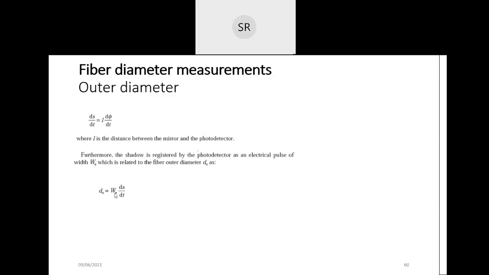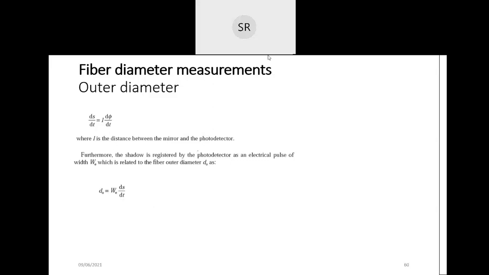And then we will calculate the diameter of a fiber, d is equal to what? It depends upon the pulse width W at the detector, and that is related to the velocity of the shadow of the fiber, ds by dt. So we directly get d0, that is nothing but the fiber outer diameter. Directly we get the fiber outer diameter.